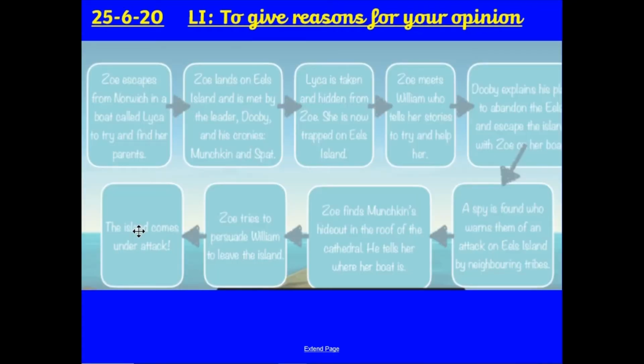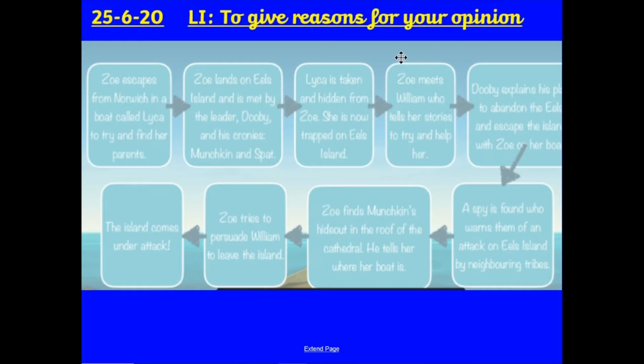Now then, let's have a quick recap of the main parts of the story so far. So first of all, Zoe escapes from Norwich in a boat called Leica to try and find her parents. She lands on Eels Island and is met by the leader, Doobie, and his cronies, his gang, that's Munchkin and Spat. Leica, the boat, is taken and hidden from Zoe. She is now trapped on Eels Island.